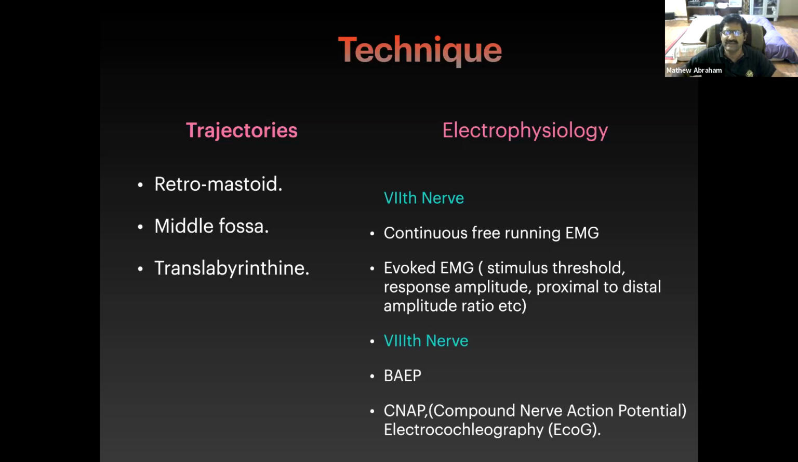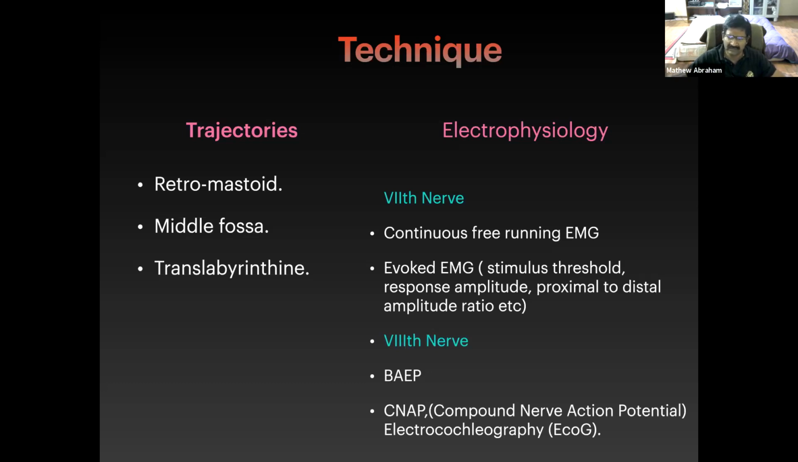Now the second aspect of the technique is the electrophysiology behind protecting the function. So you have the trajectories and the electrophysiology. This sums up the entire methodology of approaching this tumor. When it comes to electrophysiology, it is these two nerves that are important, the seventh and the eighth nerve. The seventh nerve can be protected and preserved, or you can keep a continuous watch on it with a continuous free-running EMG that is widely available, or an evoked EMG, that is, you give a stimulus and you see whether the nerve is functional.